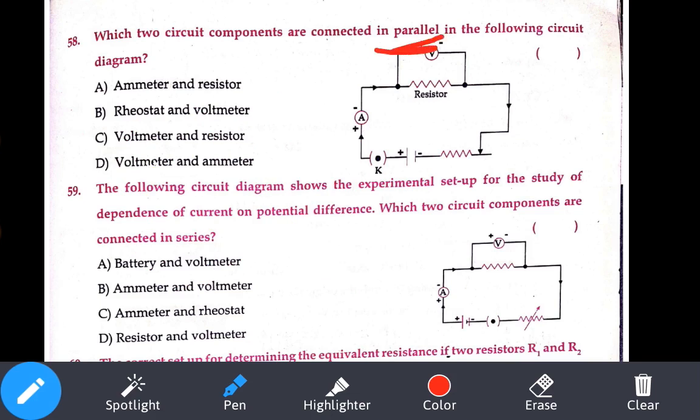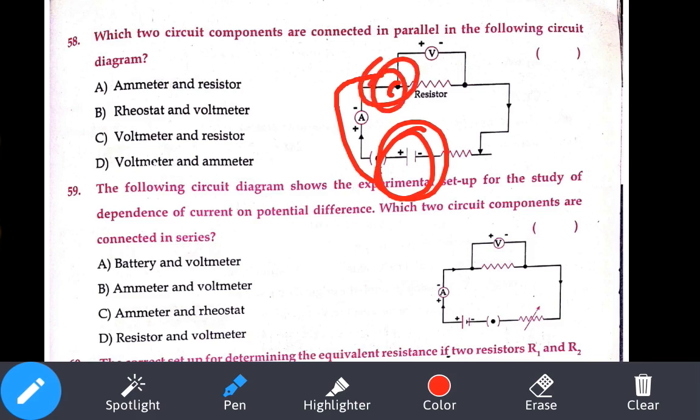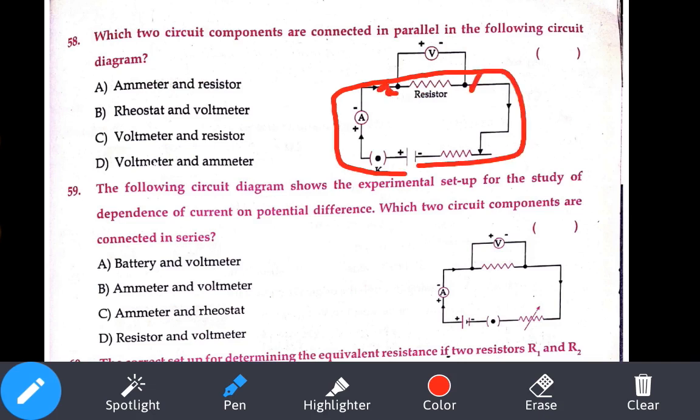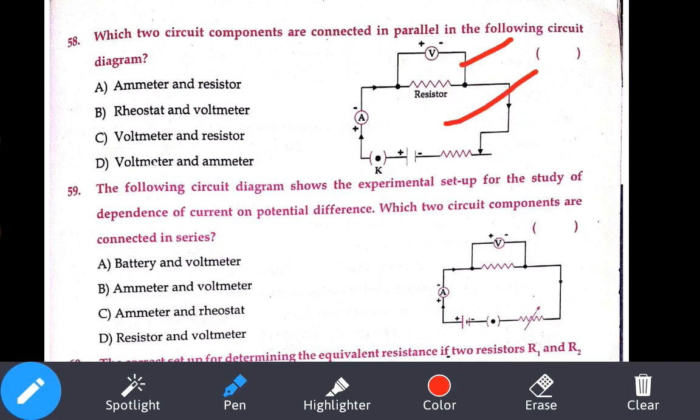They are asking parallel. Now if you observe here, current started from here, and when you come to this junction, what happened? At this junction, current is divided into two paths. Right? So whatever these two components are connected here, that should be a parallel connection. Voltmeter is there and the resistor is there. So this is our single path, and when you come to this junction, it is divided into two paths. So these two components come under parallel connection. So voltmeter and the resistor is our answer.